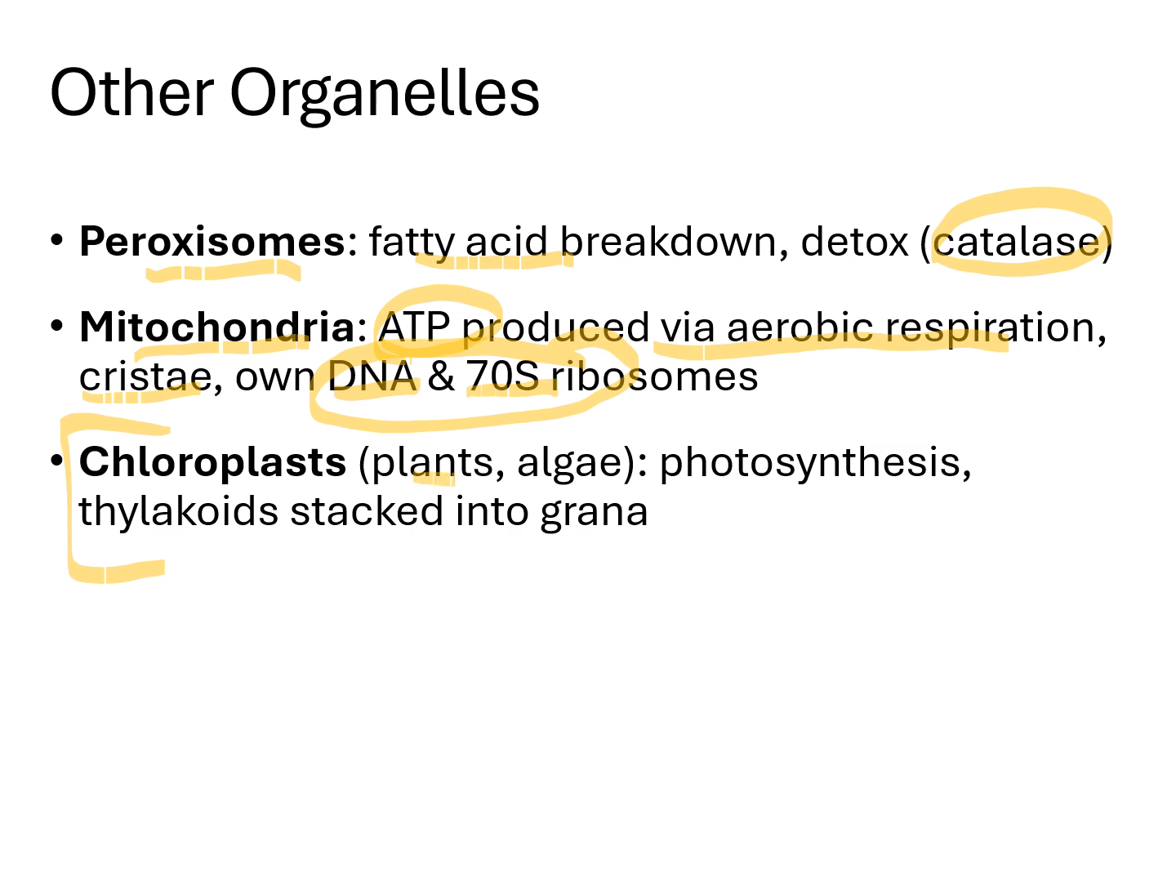Chloroplasts are found in plants and algae, and their function is to carry out photosynthesis. They do so through pigments that are embedded within these thylakoid membranes that are stacked into stacks known as grana. So the stacks are called grana. This is plural. Singular would be granum.